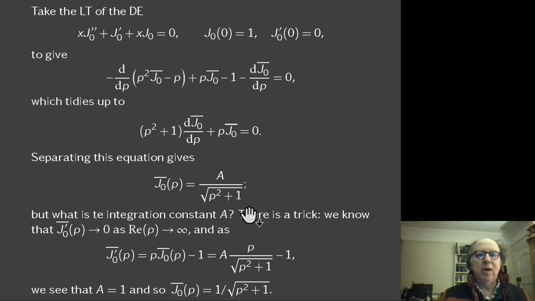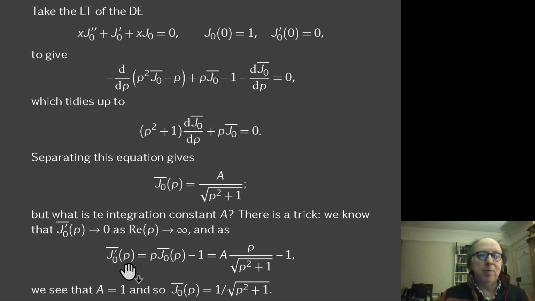But what is A? Somehow we thought we would have known A, we would have found A along the way. Well, there's a trick to do that. What we know is that J0 bar goes to 0 as P goes to infinity. Well, that's true. You can see there's a 1 over root P squared plus 1. But it should also be true that the transform of the derivative, J0 primed bar, should also go to 0 as P goes to infinity.